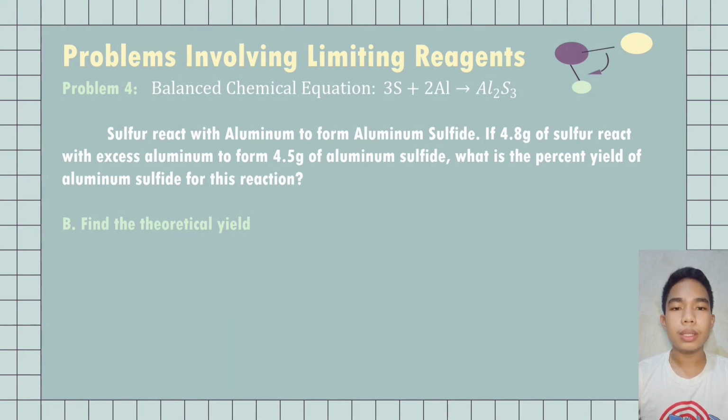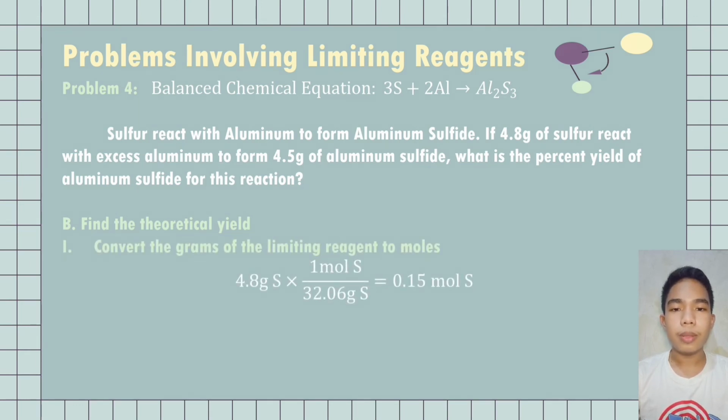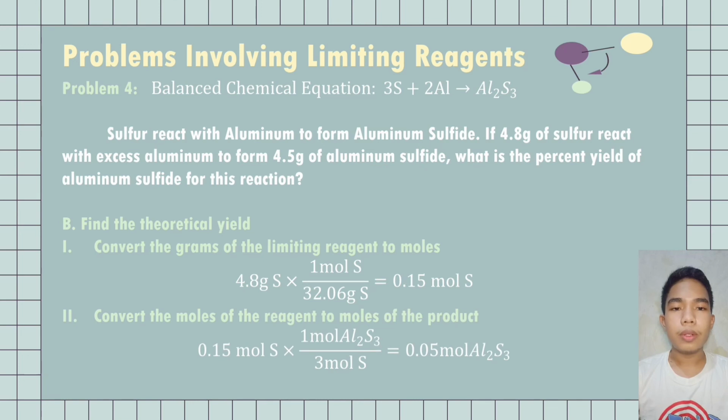To find the theoretical yield, first, convert the grams of the limiting reagent into moles by dividing it by its molar mass. 4.8 grams of sulfur is equal to 0.15 moles of sulfur. Next, convert the moles of the reagent to moles of the product by multiplying it by its molar ratio to the product. The molar ratio of sulfur to aluminum sulfide based on the balanced equation is 3 to 1. Make sure that the ratio of the reagent is in the denominator to allow cancellation. 0.15 moles of sulfur is equal to 0.05 moles of aluminum sulfide.